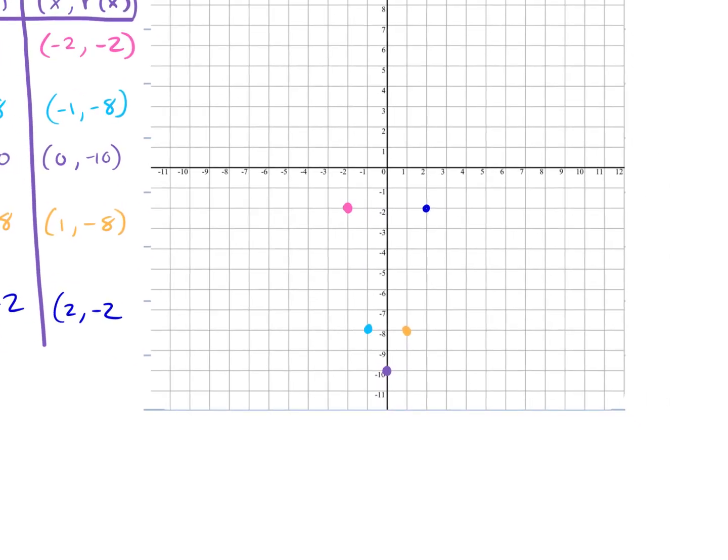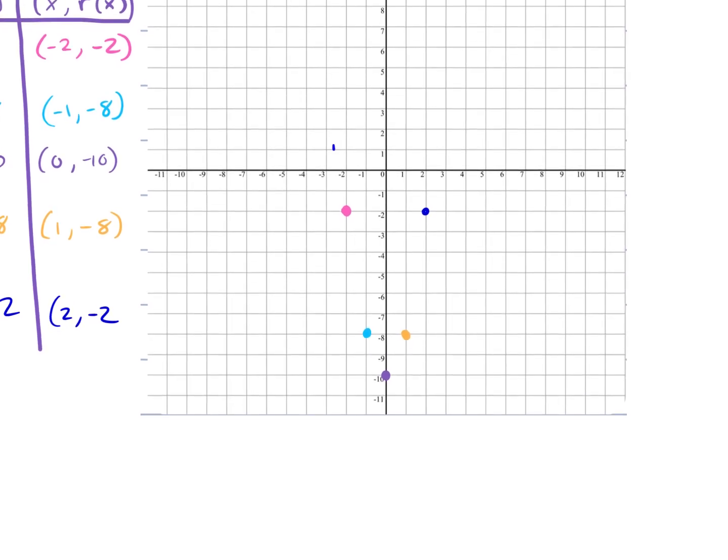What's the shape that our graph makes? A U shape. So make sure all your points are in line for a U shape.